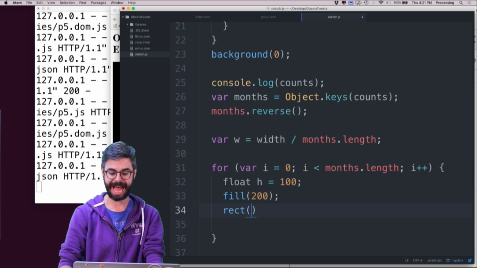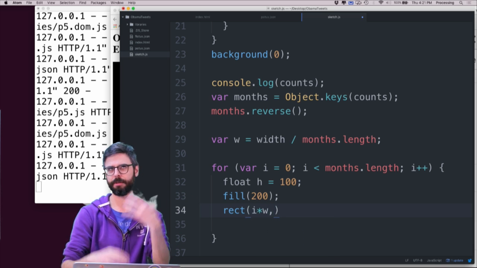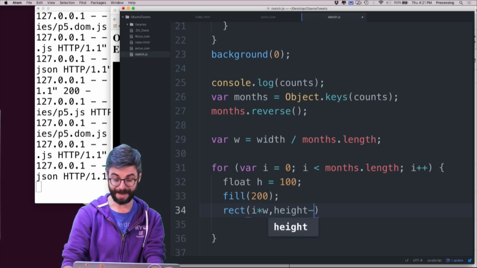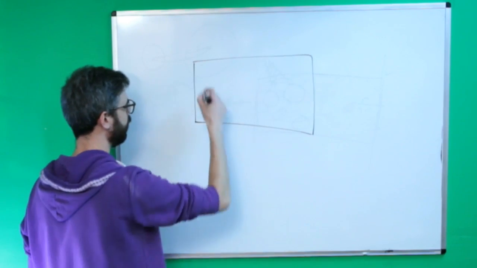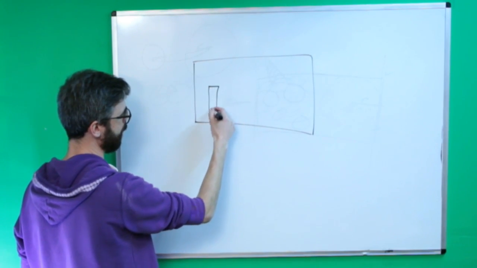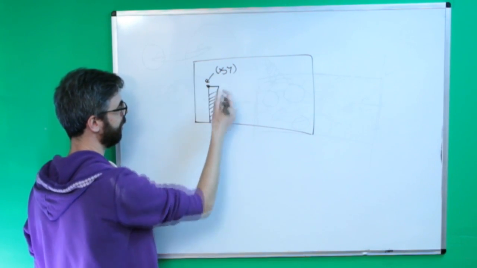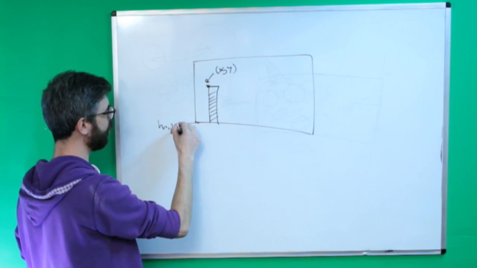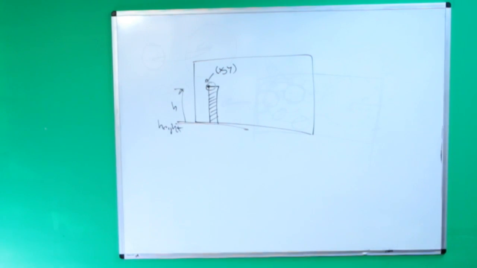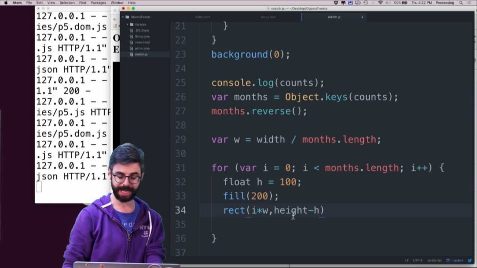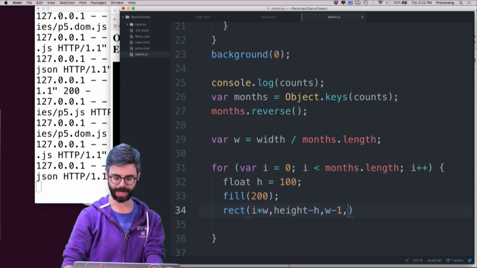And so I draw a rectangle at i times w, the index of the month times the width, comma, the bottom of the canvas minus the height. The thing I'm trying to do here is a bar graph, which involves a rectangle coming from the bottom. But the easiest way in P5 to define a rectangle is from the top-left point. So what I actually want to do is say the y location is the height of the window minus the height of that rectangle. That'll give me that point right there. So I come back here and say height minus h, and then the width, and I'm going to say width minus 1 to have a little space, and then the actual height itself.